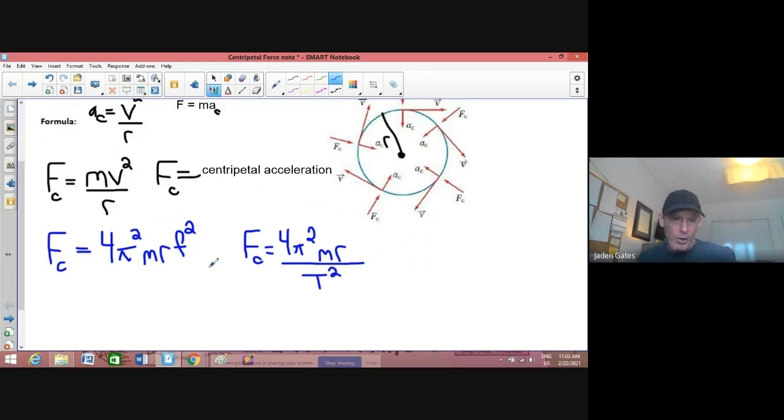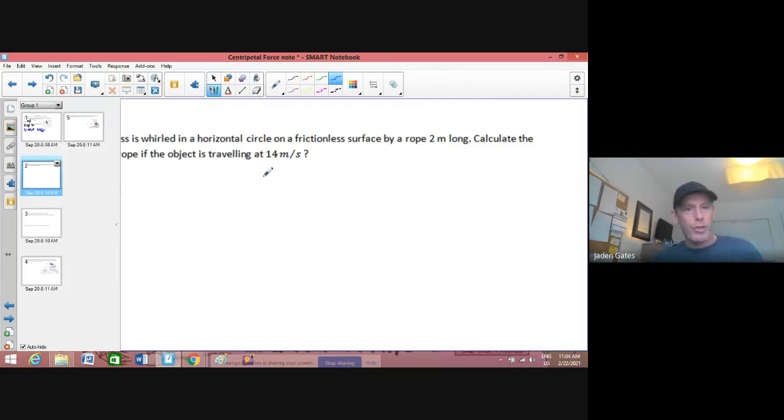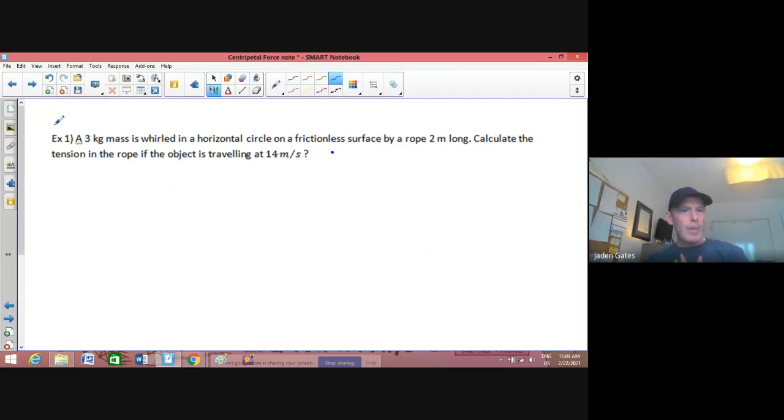All right, so let's look at a couple of examples. Again, we've got our 1, 2, 3 formulas, just as we had earlier today. We're going to do a little more than just substitute in here. So we have a 3 kilogram mass whirled on a horizontal circle. So in other words, it's on a table, on a frictionless surface, by a rope that is 2 meters long. So right away, it's in a circle. So I know I'm dealing with centripetal motion here, or circular motion. And so my radius is 2 meters.